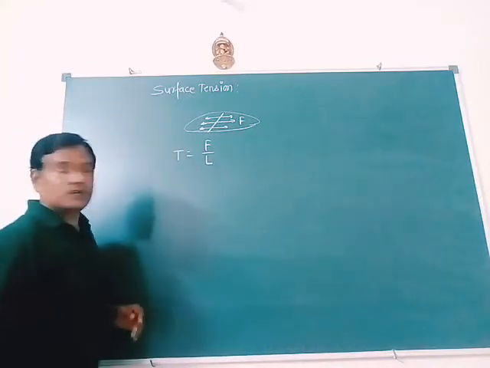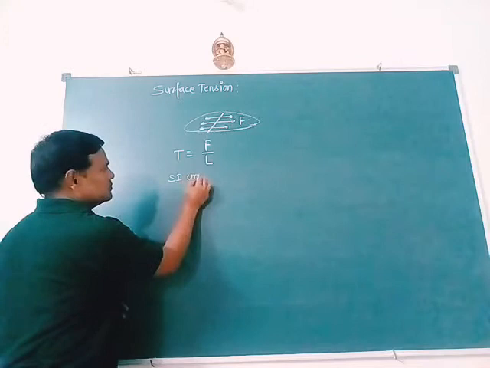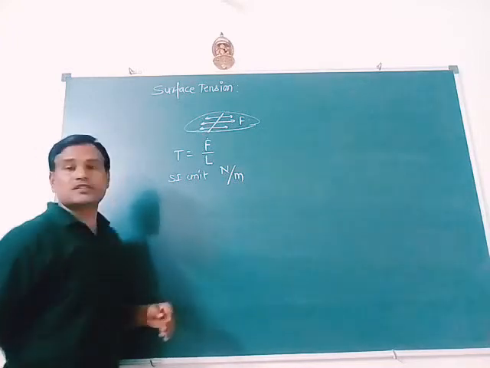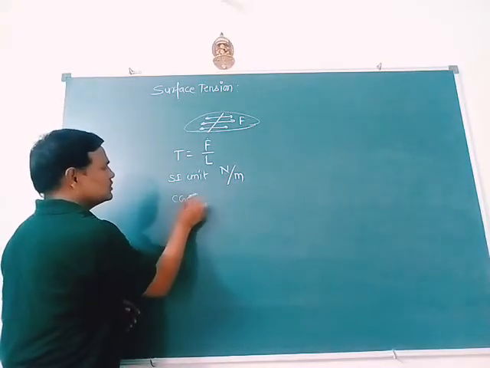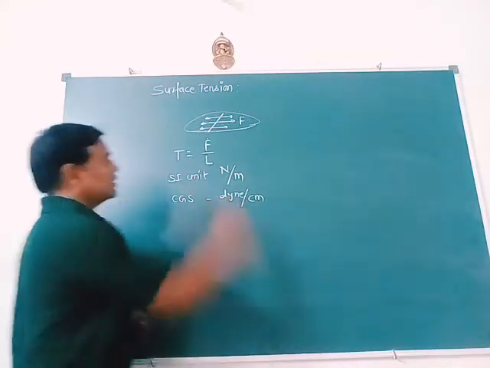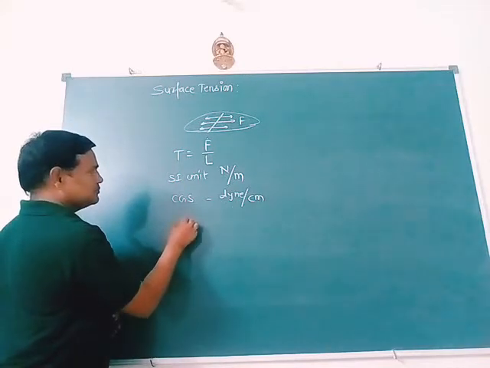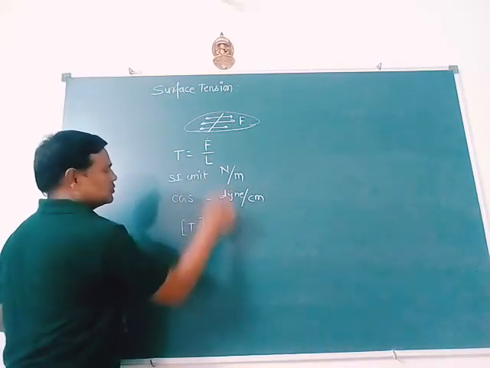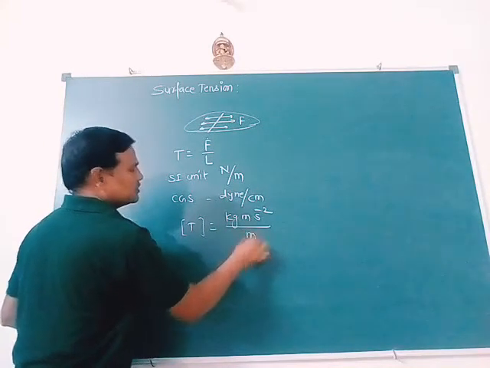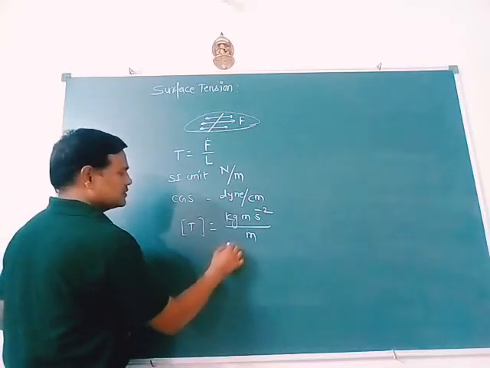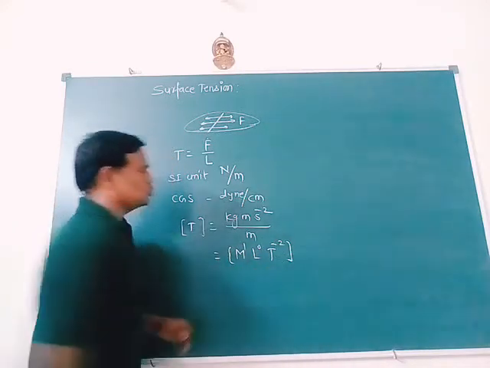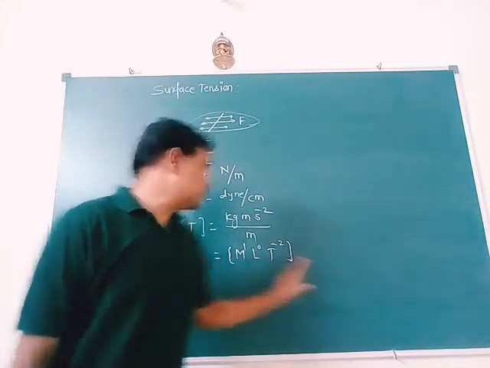Now we can write the unit of surface tension. The SI unit: force is measured in Newton and length is measured in meter, so it is Newton per meter. The CGS unit is dyne per centimeter. We can also write the dimensional formula for surface tension. Force is written as kilogram meter per second square, and here we divide by meter. So we can write this as M to the power 1, L to the power 0, T to the power minus 2. This is the dimensional formula for surface tension.